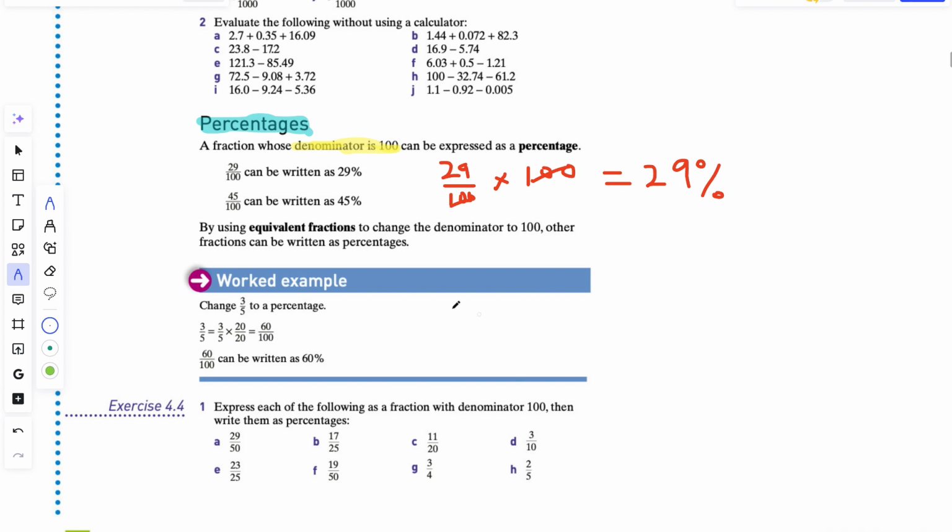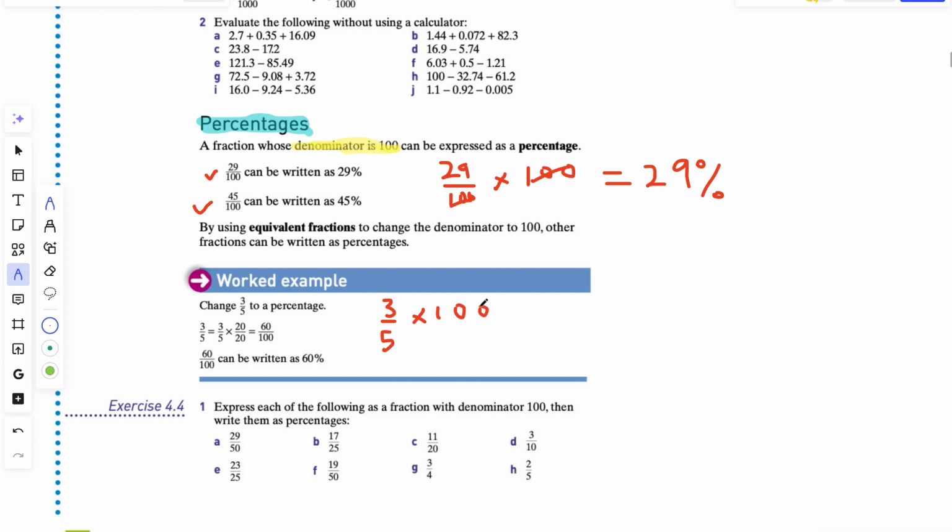Now we can express other fractions that are not over 100. You know this is over 100. Anything over 100 is very easy. If they give you 29 over 100 and say change to percentage, it means 29%. They give you 45 over 100, it means 45%. What if they give you a fraction like 3 over 5, that is not over 100? They say change it to percentage. There are 2 or 3 ways of doing it. One of the ways is just to multiply it by 100.